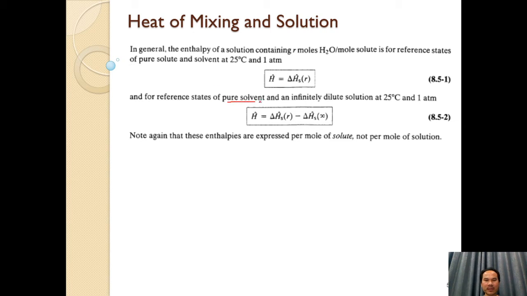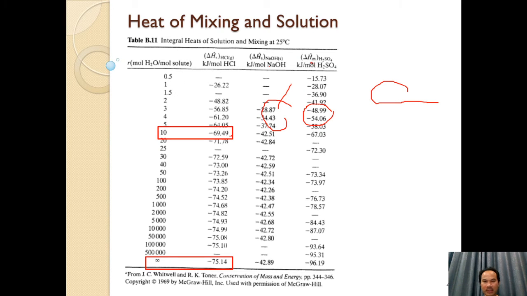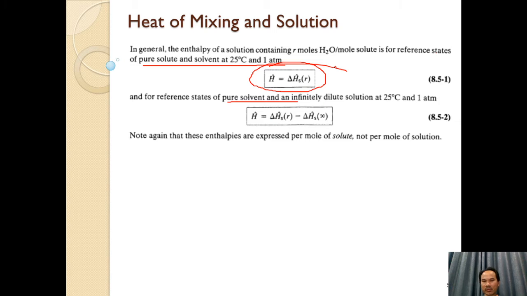And for reference state of pure solvent and solute at 25 degrees Celsius, we can read directly from this table. Or if you refer to the pure solvent and infinite dilute solution at 25 and 1, the enthalpy should be calculated from delta H_s like this, minus delta H_s at infinity. Note that this enthalpy is expressed per mole of solute, not per mole of total or mole of solution.